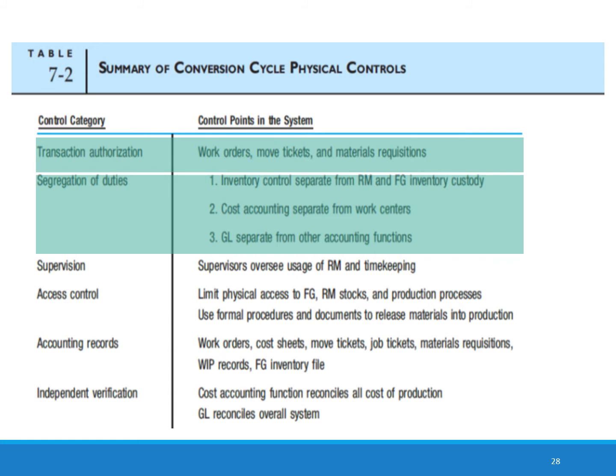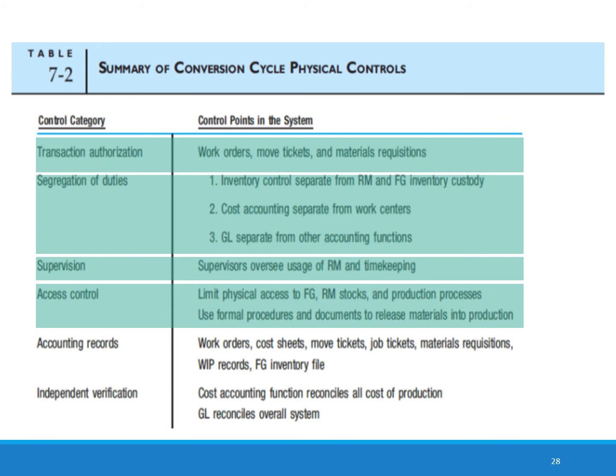The first one is inventory control should be separate from raw materials and finished goods inventory custody. The second is segregation of cost accounting from the work centers. And then the third one is the general ledger clerk should be separated from the accounting functions. For supervision, the control point in the system should be that supervisors oversee the usage of the raw materials and timekeeping.